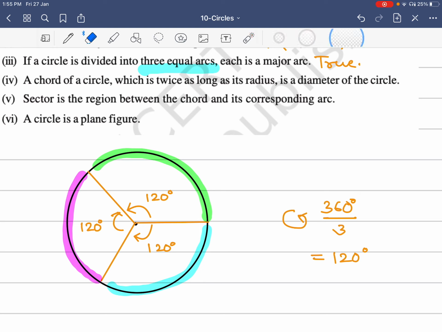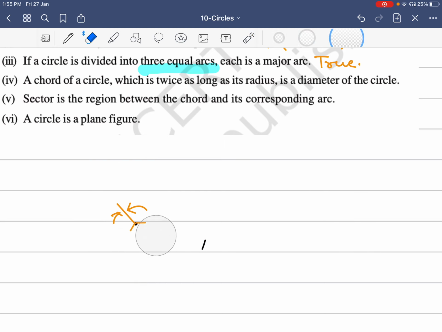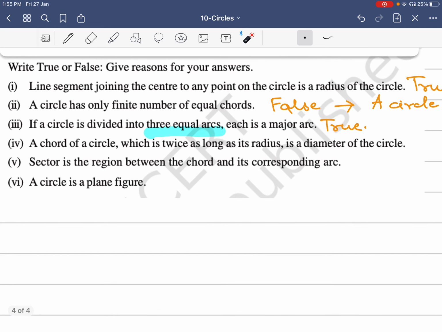Now let's erase this and go to statement number 4. Before I move to statement number 4, just to revise what's happening in all these statements: they are testing your basic definitions and basic knowledge about the properties of the circle and the terms related to the circle.